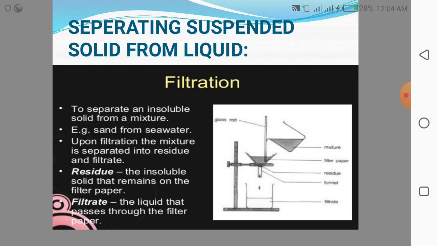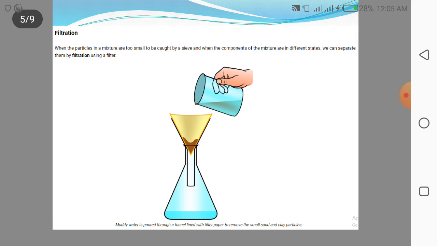For example, we have a mixture of salt, sand and water. Sand does not dissolve in the water, so the sand will be the residue that is left behind after the filtration, while the filtrate is the one that passes through, such as water and salt. As salt dissolves in water properly, it can easily pass through the filter paper. This is the technique that is used for filtration when the particles in a mixture are too small to be caught by a sieve, and when the components of the mixture are in different states, we can separate them by using filter paper as a filtration method.